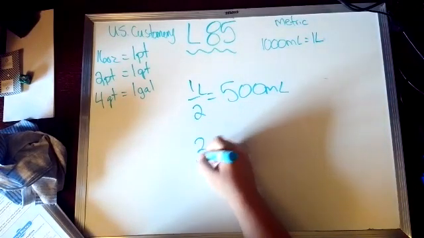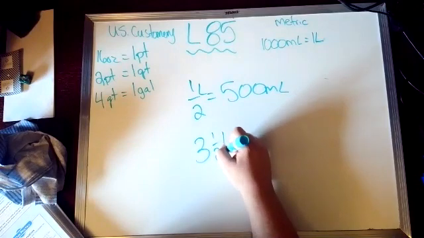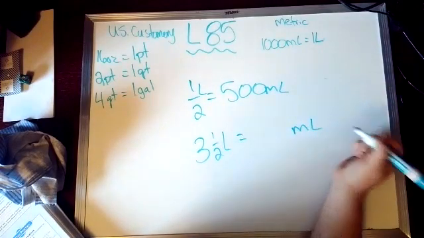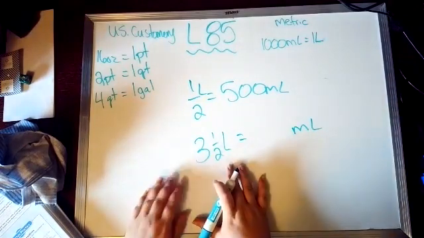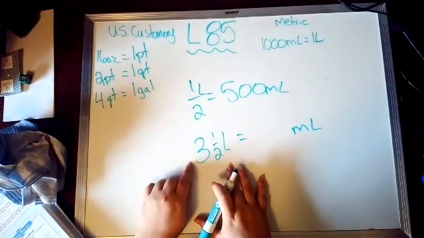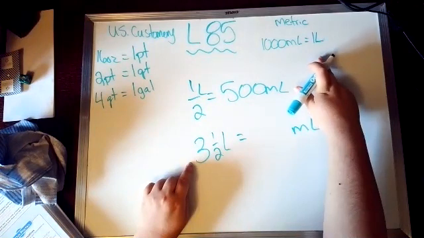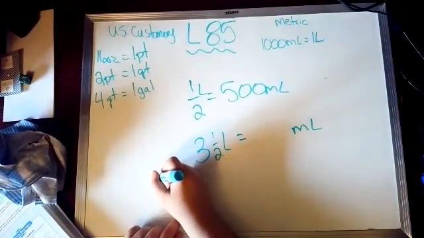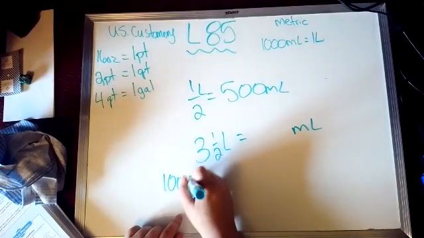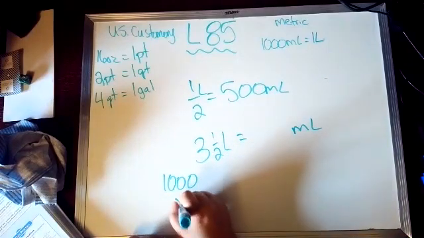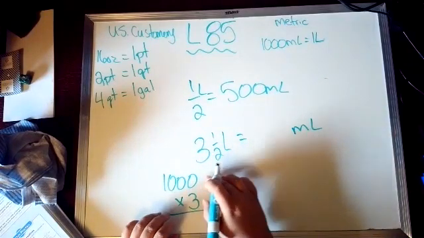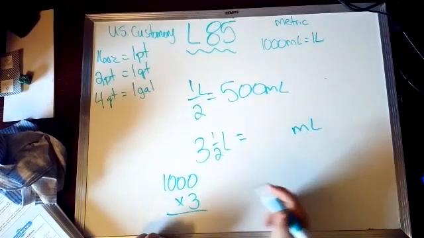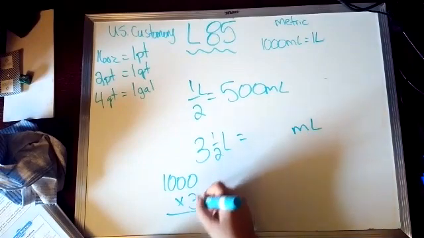So if I have 3.5 liters, how many milliliters would that be? So what I need to do is come back over here and go, okay, I have 3 wholes. 1 whole liter is 1,000. So that means 3 1,000s. So I can either do 1,000 times 3, or I can do 1,000 plus 1,000 plus 1,000, as long as I have 3 groups in the end. This ends up being 3,000.